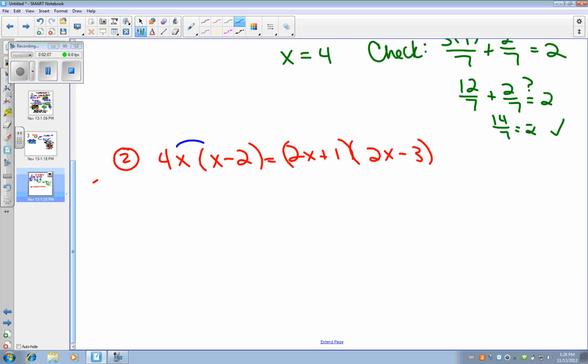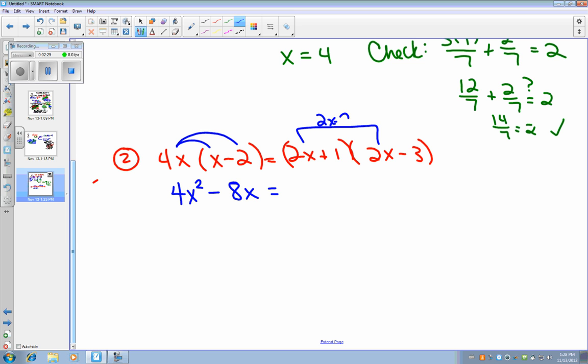So I'm just going to go ahead and use the distributive property, and I'm going to distribute that 4x in, and 4x times x is 4x squared, and 4x times 2 is 8x, so that's going to be 4x squared minus 8x. On the other side, you could do a rectangle. I'm just going to use FOIL.